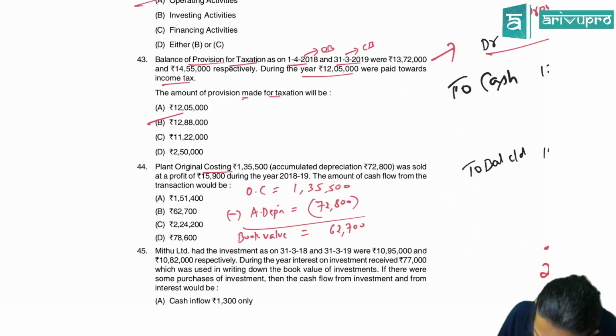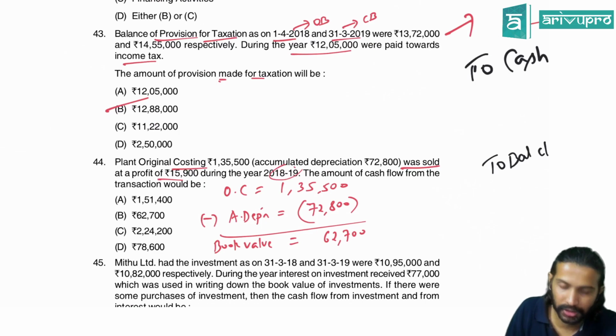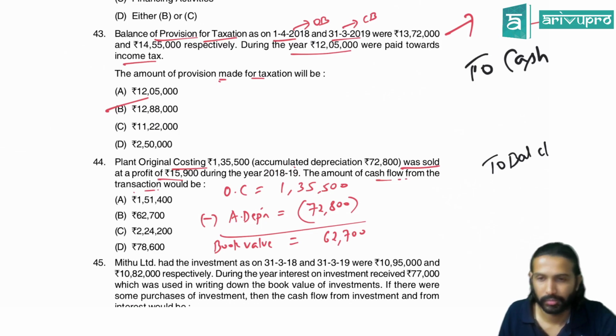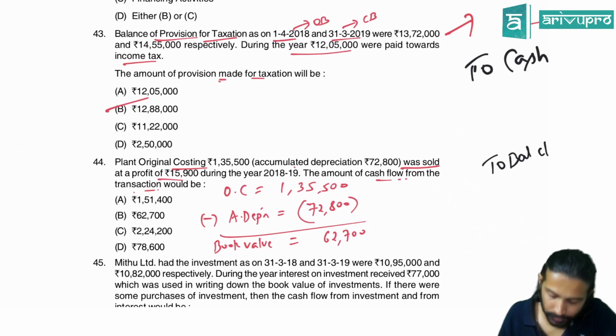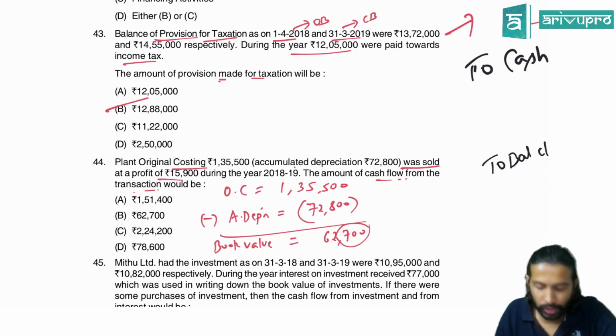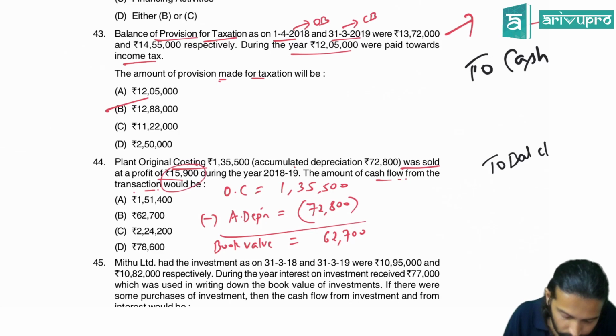Now check what happened. This plant was sold at a profit of 5,900 during the current year. They are asking how much is the amount of cash flow. When you sell, you're going to get cash, right? They're asking you how much cash you received. This is the cost of the asset. Did you sell it at profit or at loss? They told here you sold it at profit.